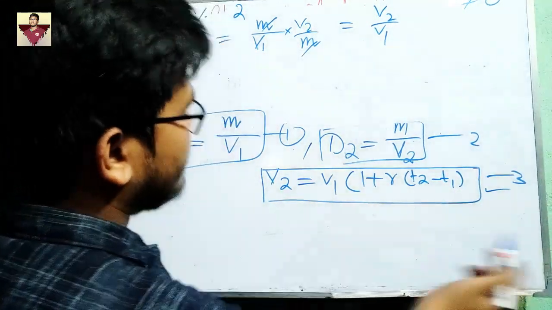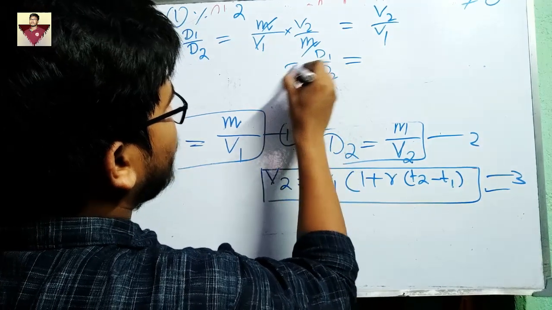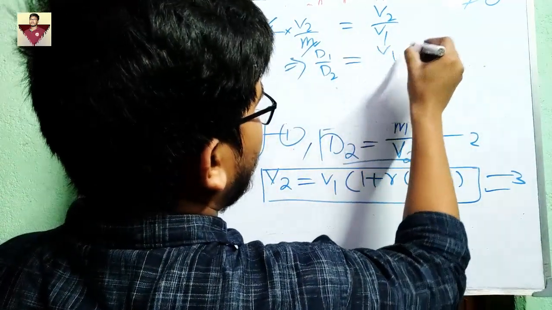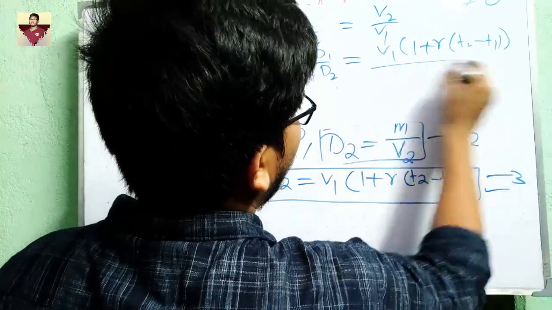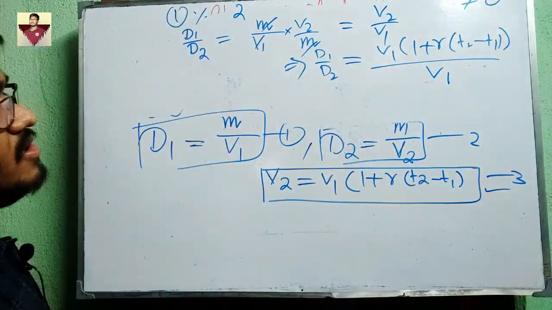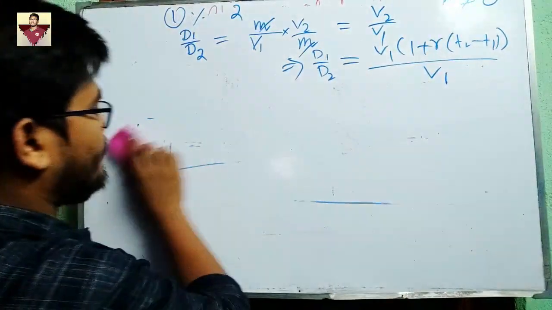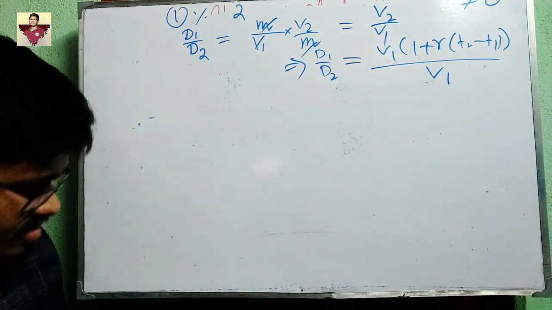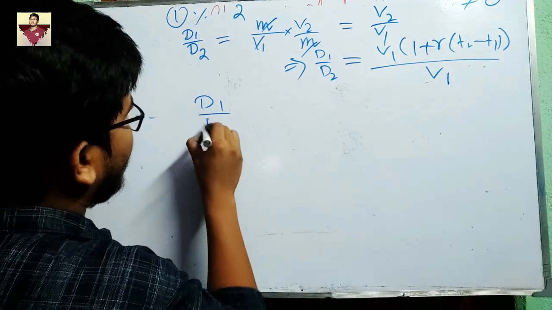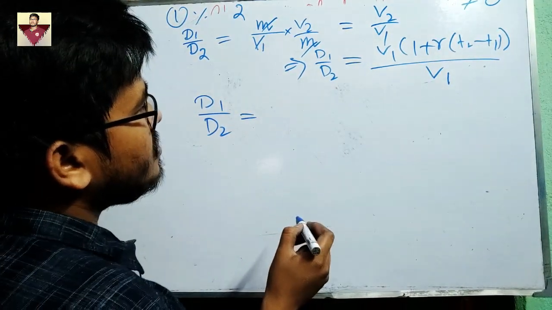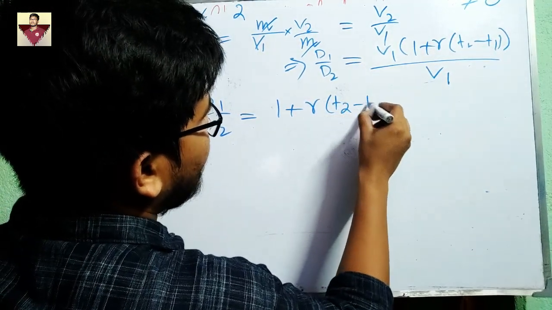Now you have V2 equal to this equation. So if you write it, d1 by d2 equals, instead of V2, V1 into 1 plus gamma into T2 minus T1, divided by V1. Let me remove all the other things. So this is your final equation. From this equation, d1 by d2 equals 1 plus gamma into T2 minus T1.